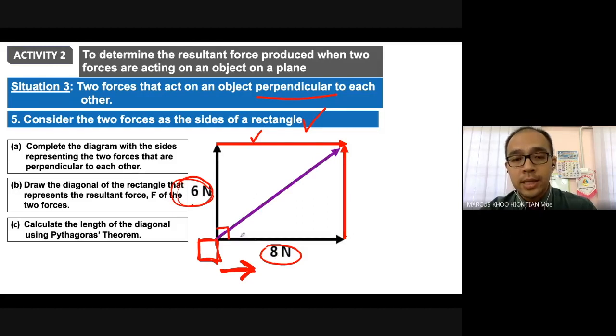So because this one pulls to here, we complete the rectangle or the square. Actually, it's a rectangle. So here 8, here 6. So we complete this rectangle and then draw a diagonal, because this diagonal will represent the resultant force.